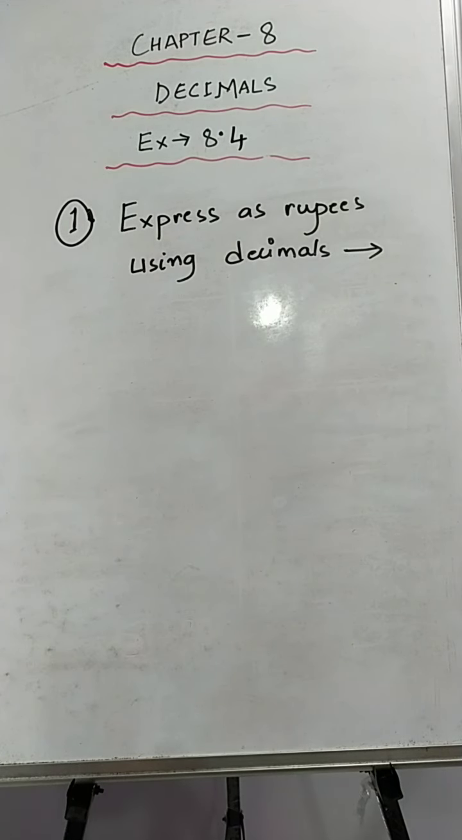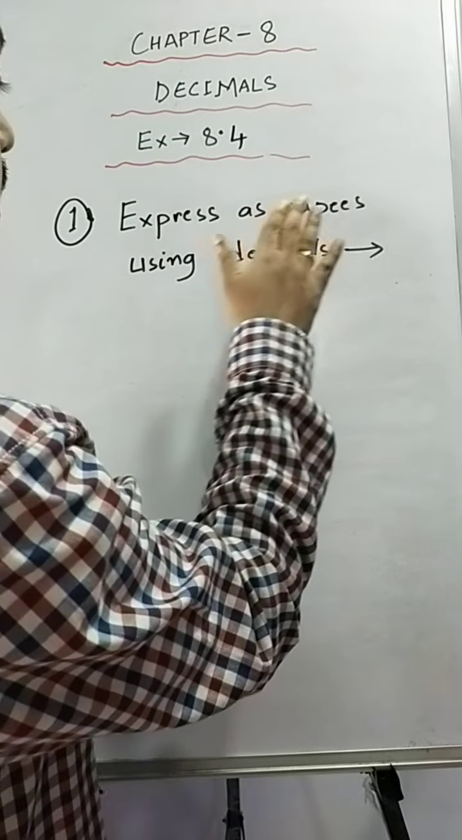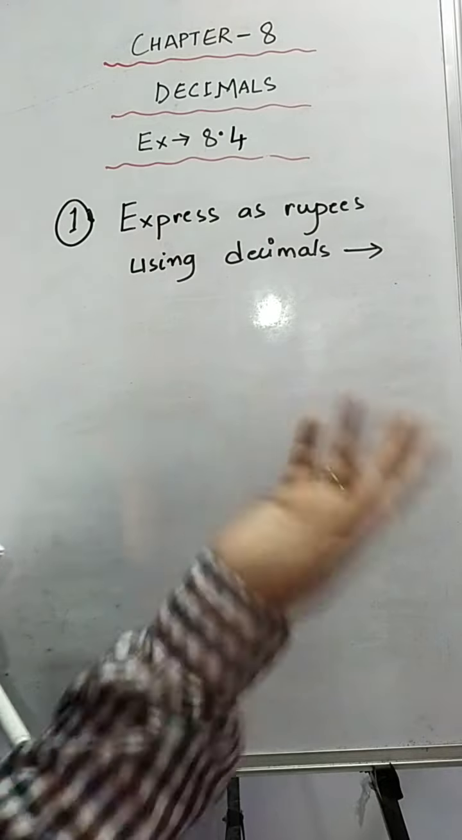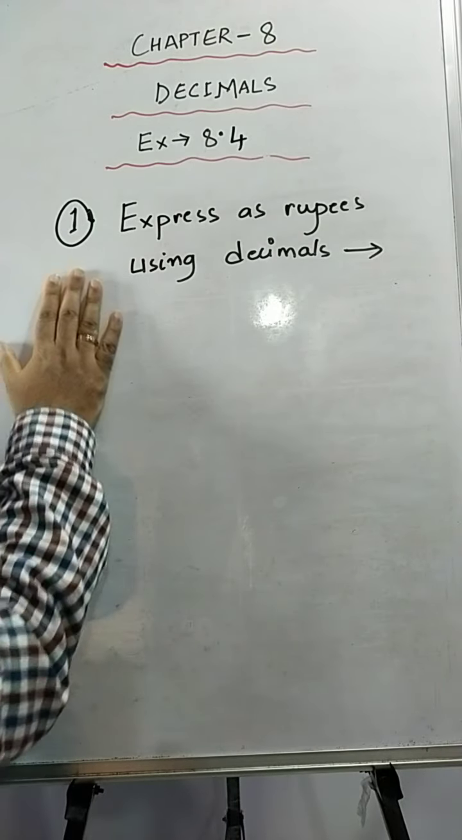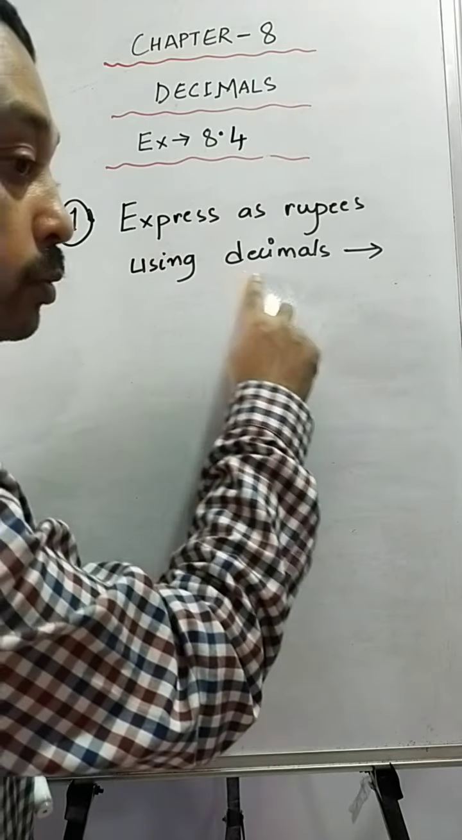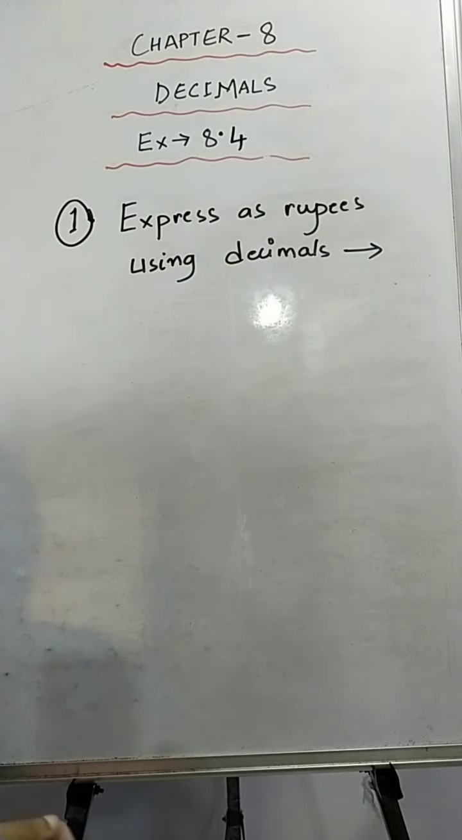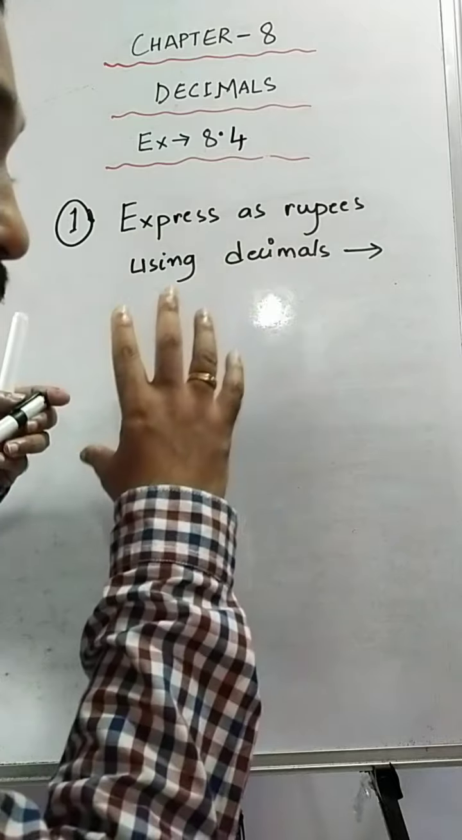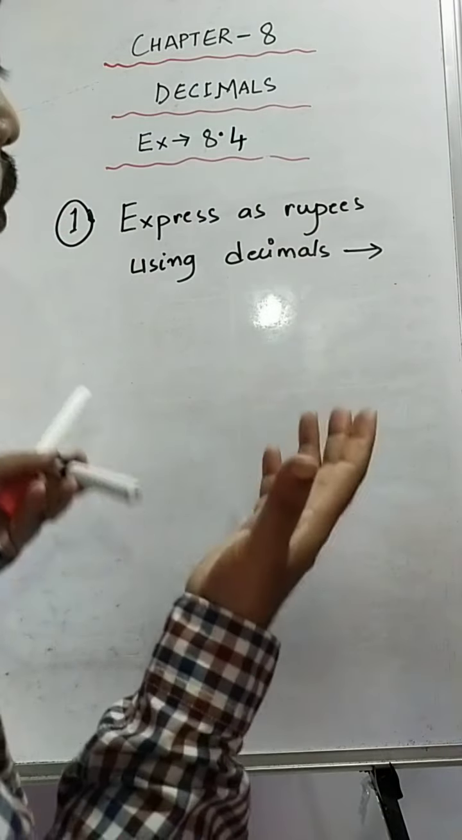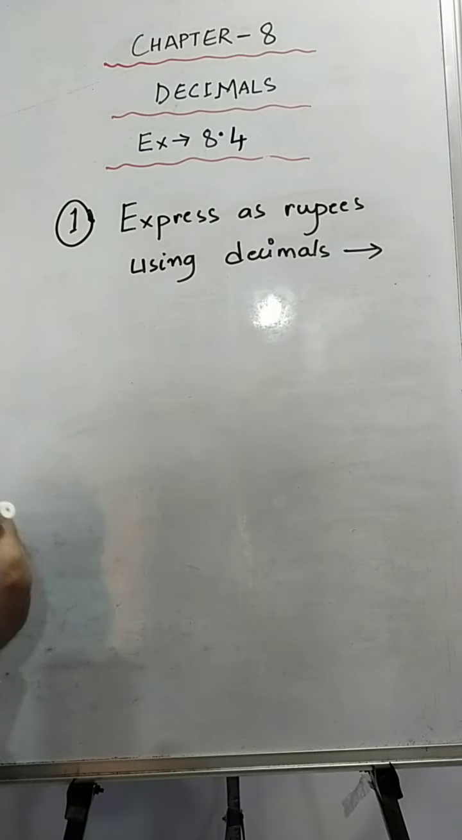Question number 1 of exercise 8.4, students, we have to express as rupees using the decimal. Most of the questions, all the questions in question number 1, are given in paise form. So we have to convert the paise form to rupee form. But before that, we have to understand the relation between paise and rupee. Then it will be very, very easy for all of you to do all the sums.